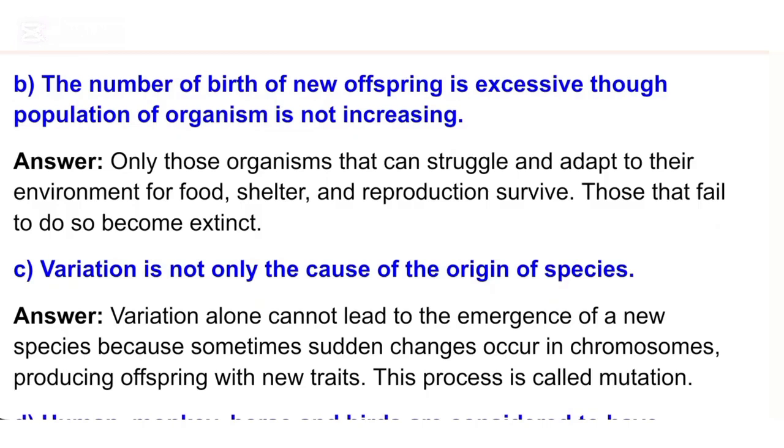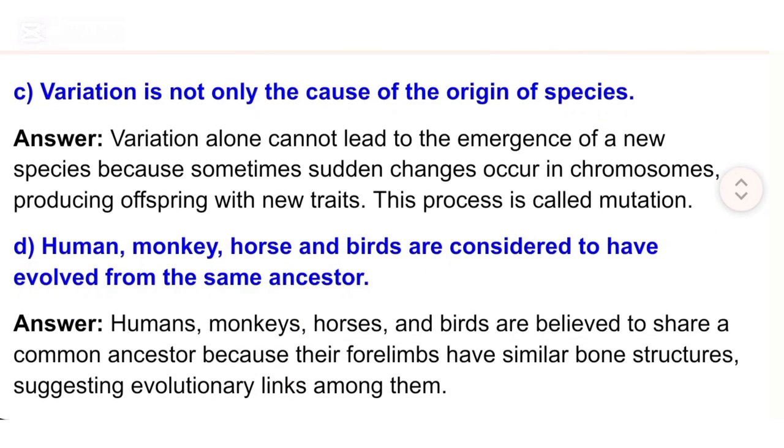C. Variation is not the only cause of the origin of species. Answer. Variation alone cannot lead to the emergence of a new species because sometimes sudden changes occur in chromosomes, producing offspring with new traits. This process is called mutation.